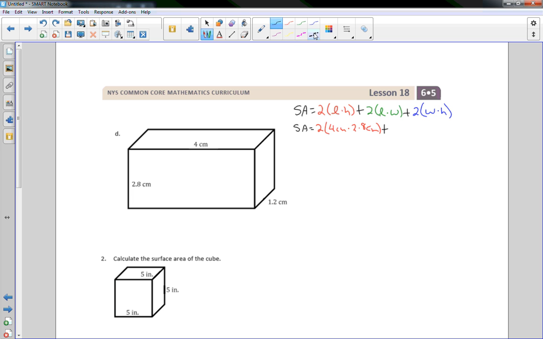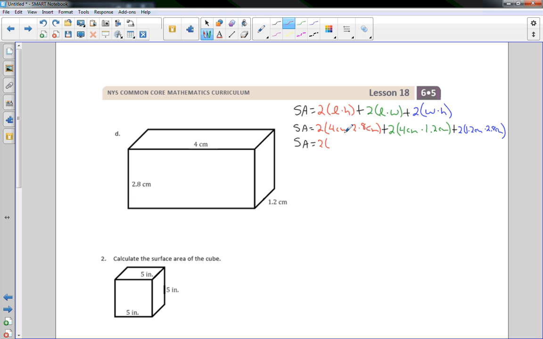Plus 2 times the length of 4 centimeters times the width of 1.2 centimeters, plus 2 times the width, which is 1.2 centimeters, times the height, which is 2.8 centimeters. Okay. The surface area equals 2 times 4 times 8.